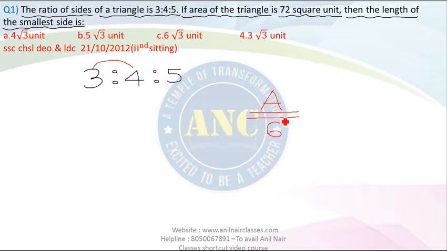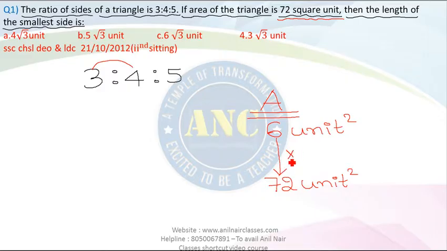That means according to the ratio, area is 6 unit square. But the question says area is 72 unit square. According to the ratio, it is 6. According to the question, it is 72. 6 is becoming 72. 6 into which number is 72? Sorry, 6 into 12 is 72.